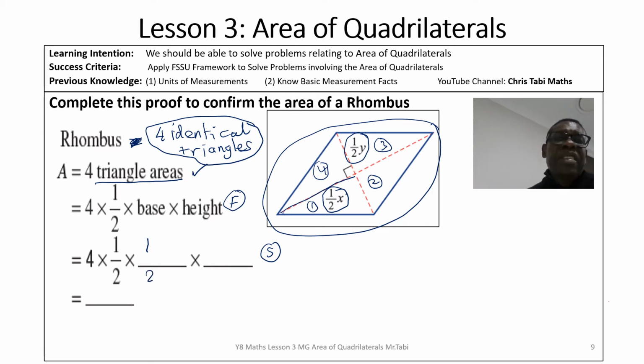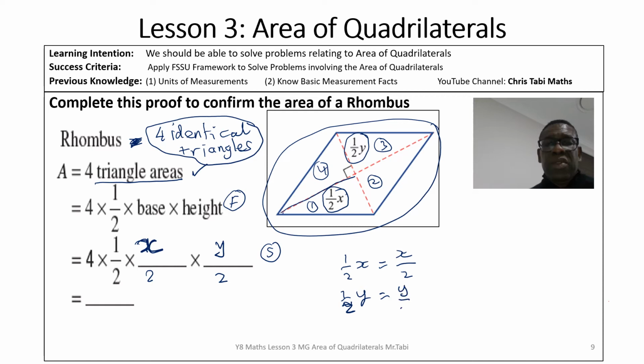x. Now, half x is simply x over 2. And the height is half y, and half y is simply y over 2. Now remember, half x is simply x over 2, and half y is simply y over 2, because as I said before, if you multiply by half, it's the same as dividing by 2.